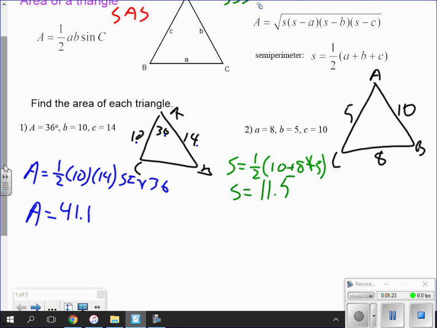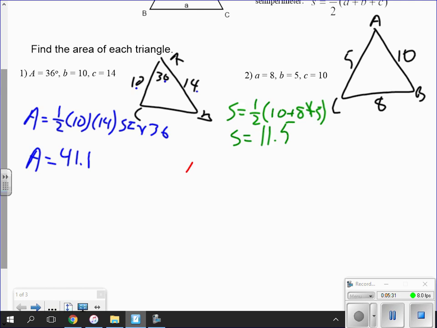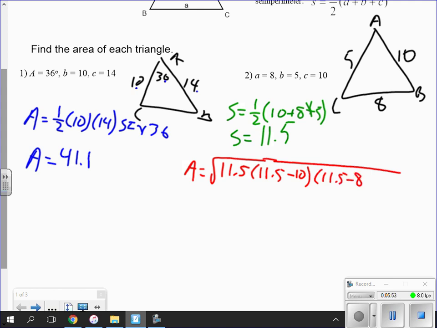Now, the first thing you have to do is find the semi-perimeter. Okay. Now, the area is the square root of the semi-perimeter, times the semi-perimeter minus one side, times the semi-perimeter minus another side, and then the semi-perimeter minus the remaining side. This is the square root of all that.